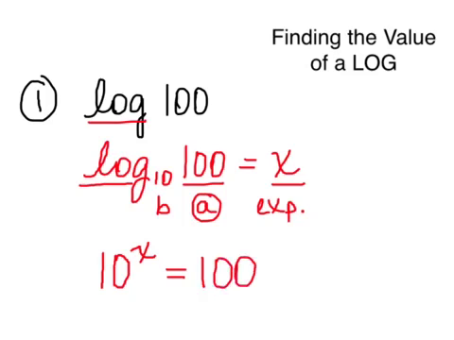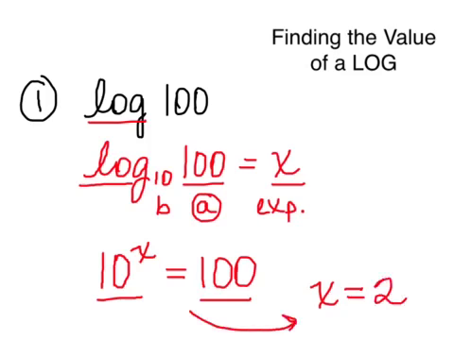And so if we think of it this way, 10 to the what power equals 100, that's something we know off the top of our heads, that 10 to the second power is 100 because 10 times 10 is 100. So we know that x equals 2 in this particular case, just because we know about exponents. And because of that, you can say log of 100 equals 2.